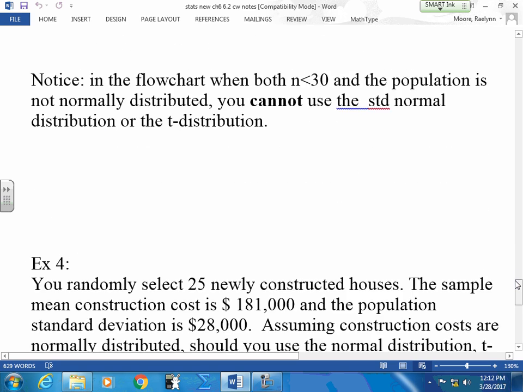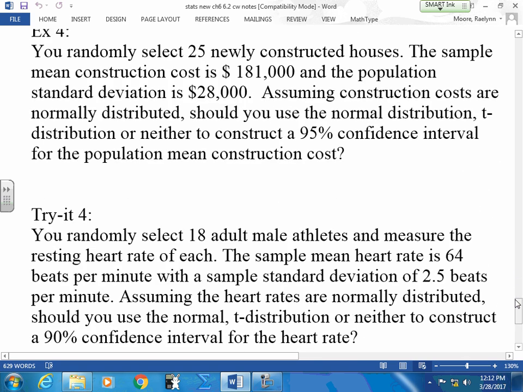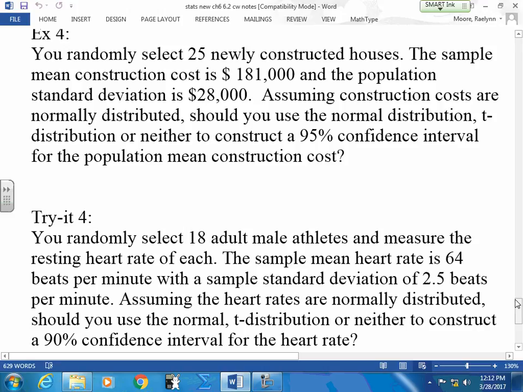So if I asked you this, you randomly select 25 newly constructed homes, and it's 25. Always pull out your information. The sample mean, this is my X bar, is 181,000. And the population standard deviation, how do I represent population standard deviation? What symbol? The little o like this, it's called the sigma.